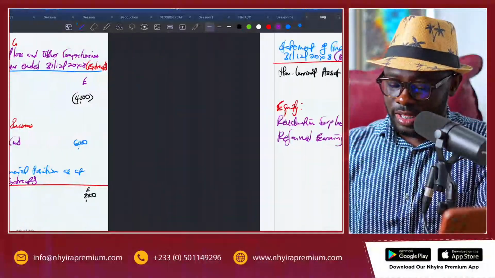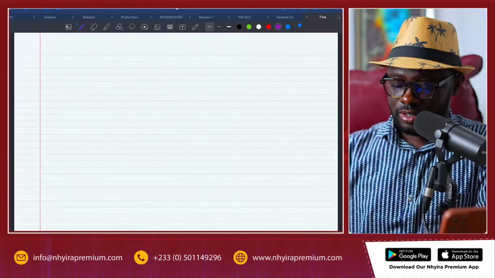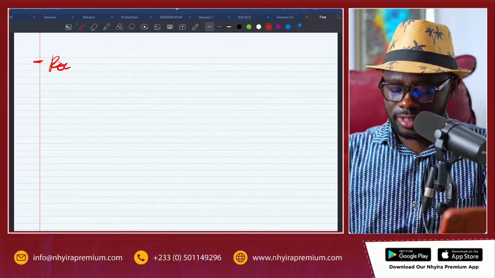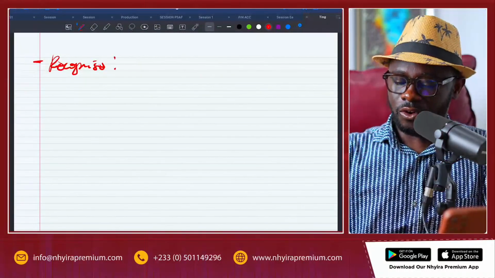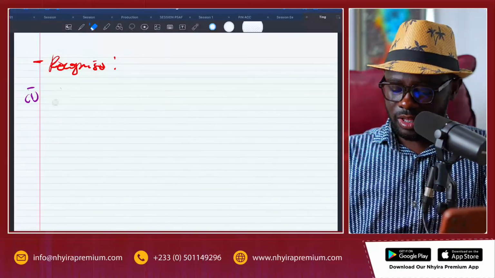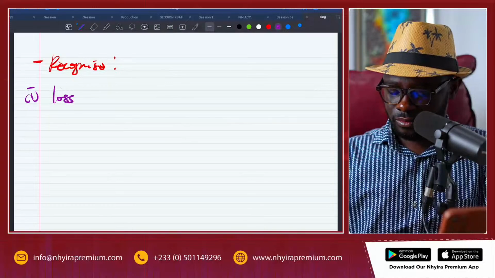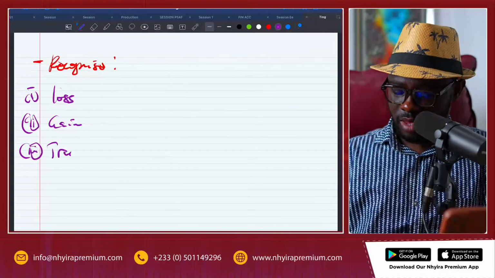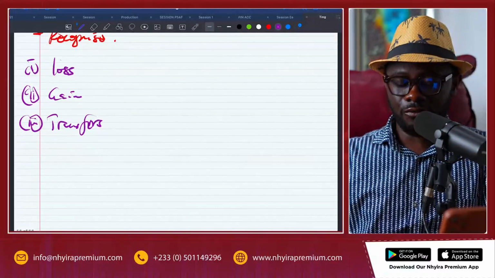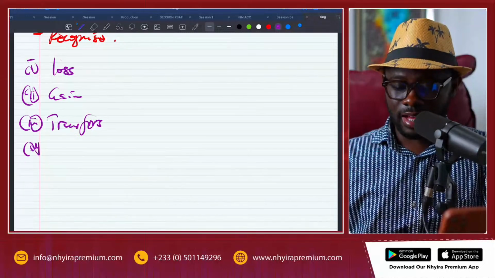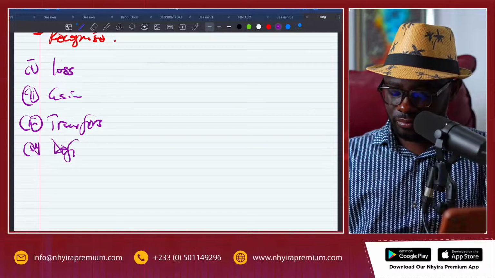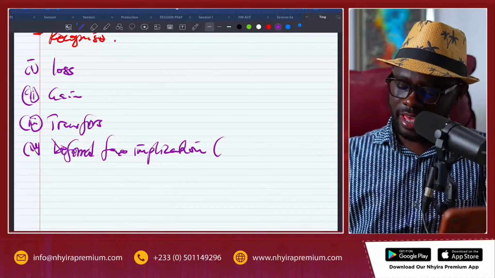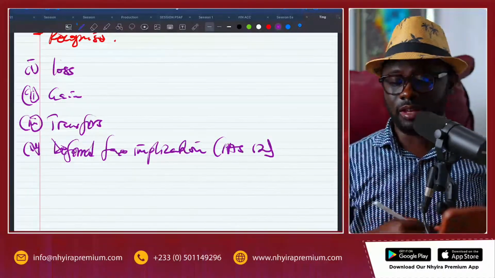Okay. Now, the last thing about revaluations. In revaluations, you need to know how to recognize the following: 1, a loss. 2, a gain. 3, make transfers. And 4 is the deferred tax implication, which is where IAS 12 comes to town, income tax.